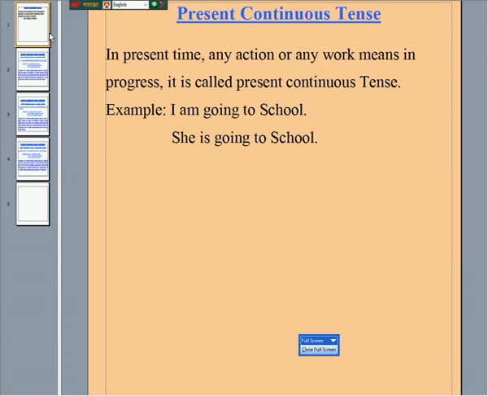Present continuous tense. The definition of present continuous tense is: in present time, any action or any work that is in progress is called present continuous tense. It has examples: I am going to school, she is going to school.